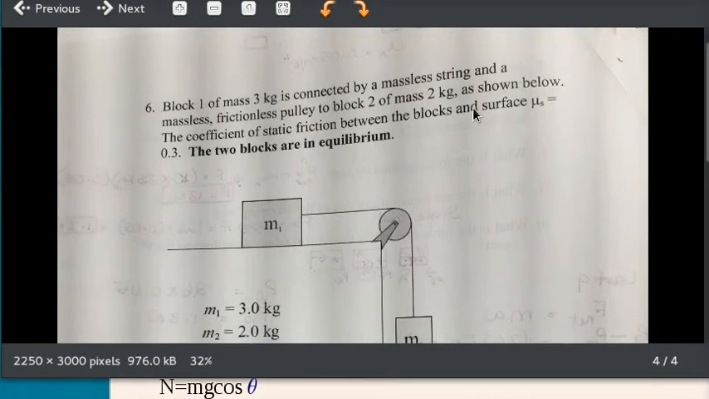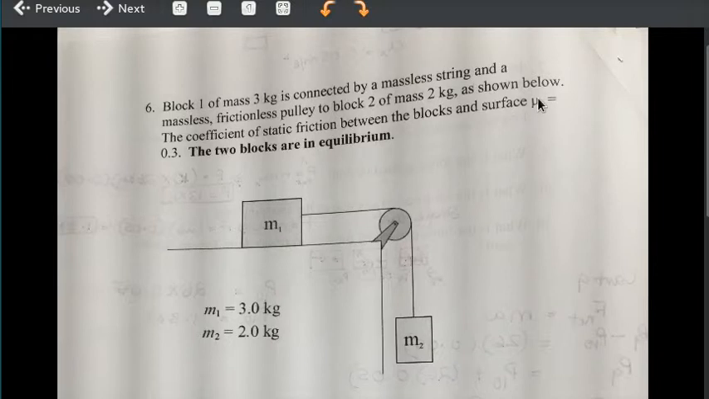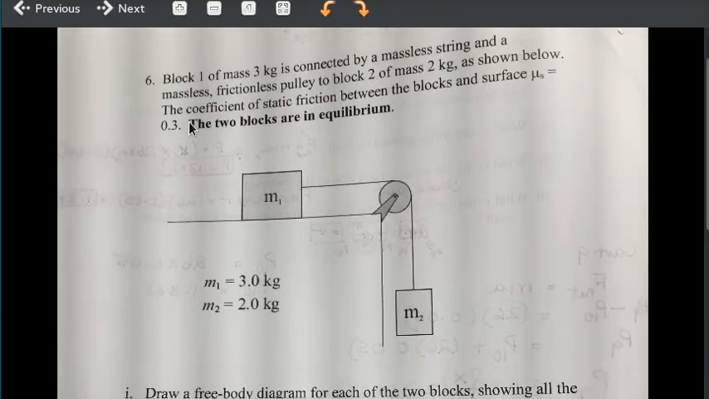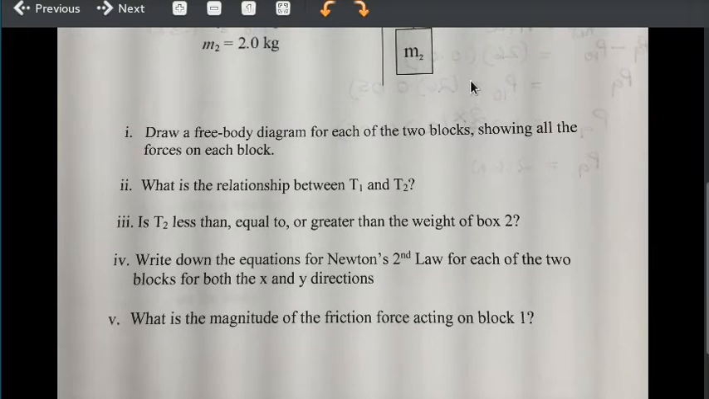So this problem actually has conflicting information, because it says mu sub s is 0.3, but then it says they're in equilibrium, and that's not going to happen because this block is heavy enough to overcome the friction on that one. However, we can still do some of these parts.